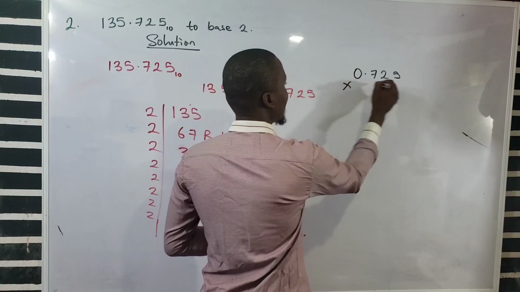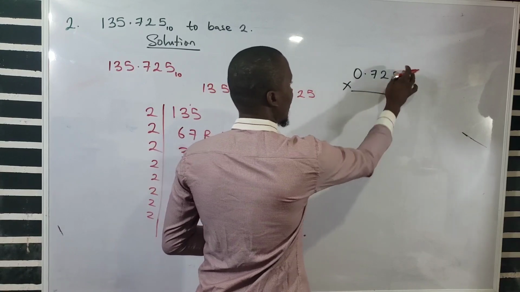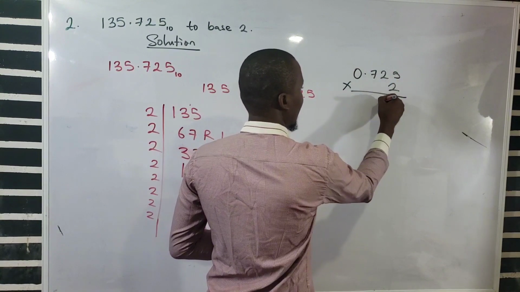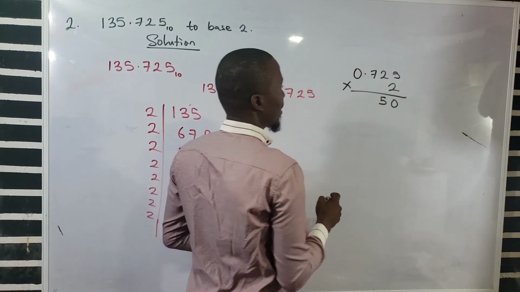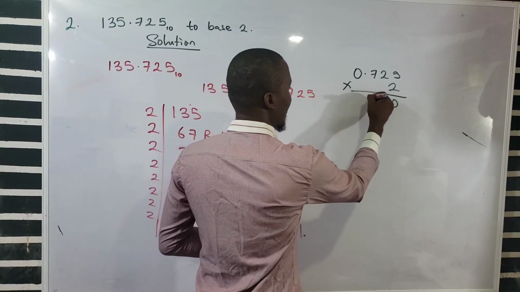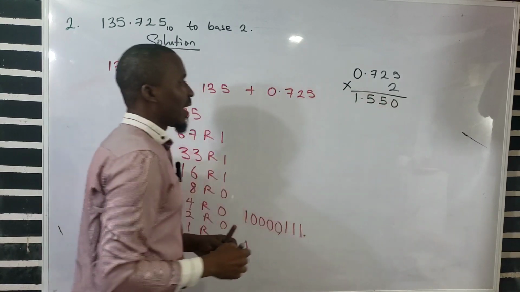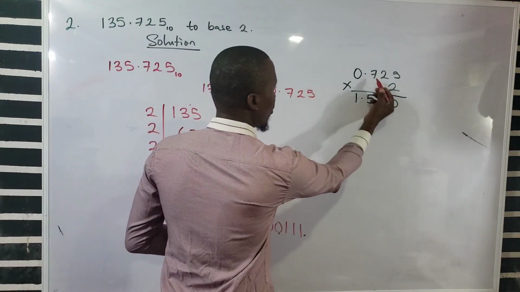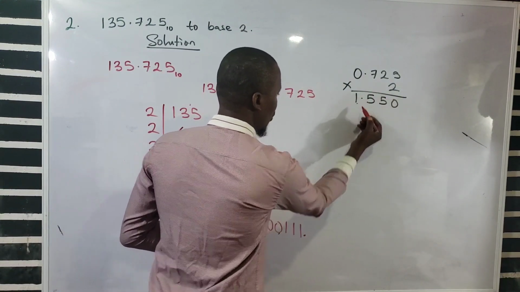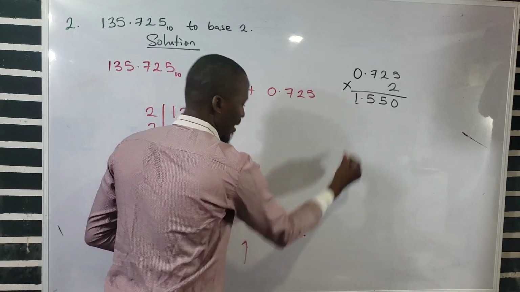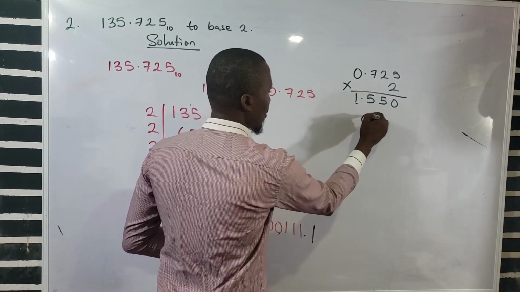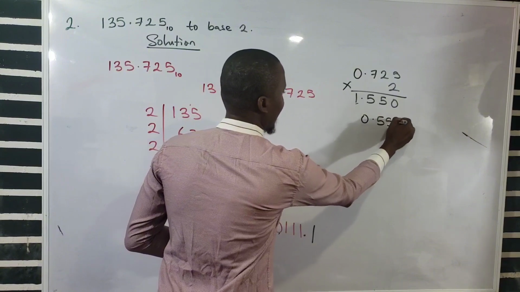That will give us 0.725 times 2. That will give us 0.5, that's 4 plus 1, 5. 14 plus 1, 15. So I write 1.450. Remember what I said before? Whenever you multiply, you pick the whole number. So I'm going to pick the whole number here. I will have this. So what is going to remain is going to be 0.450.